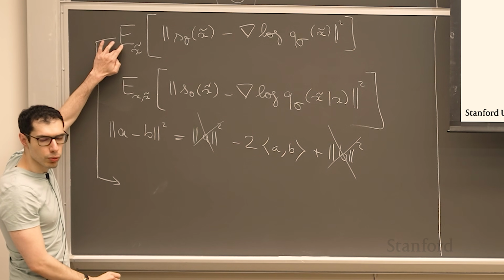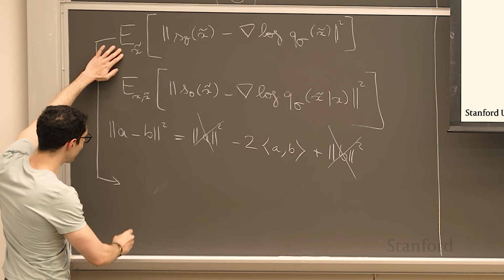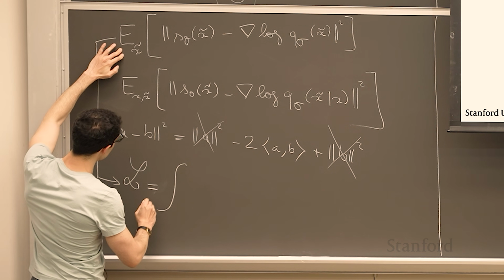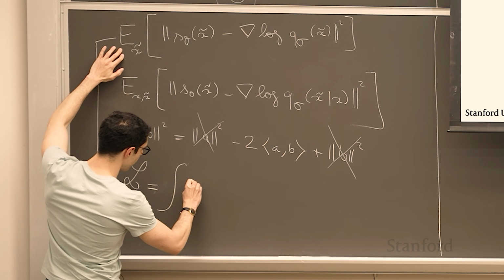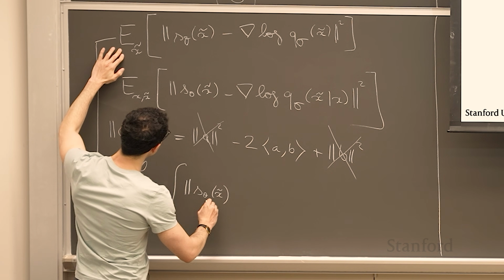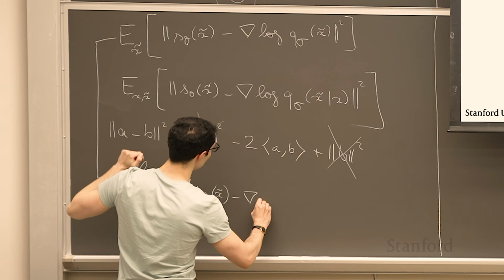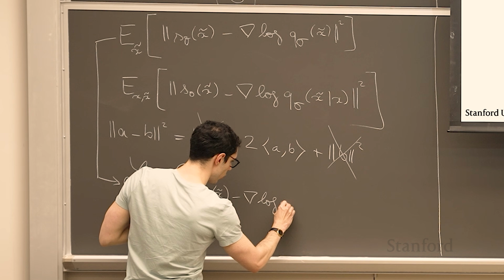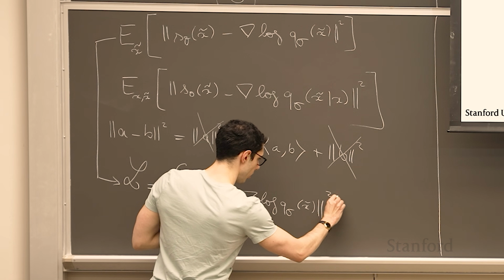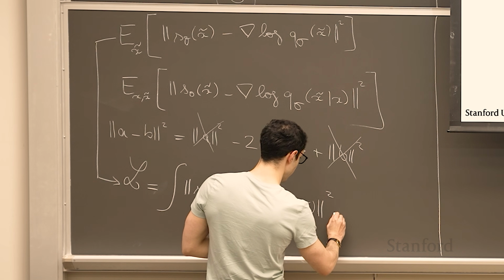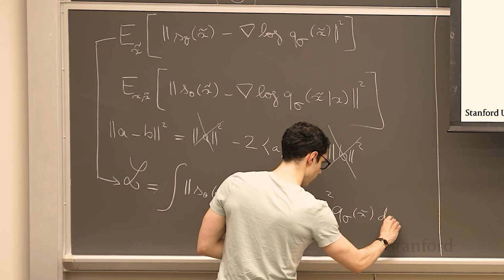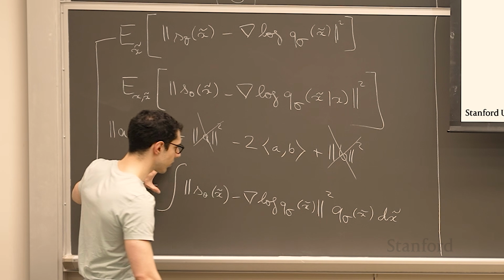So this is the loss that we're optimizing. So what that means is that we want to optimize on the loss that is around the distance between the predicted score and the score of the noisy distribution. Which is equal to this.